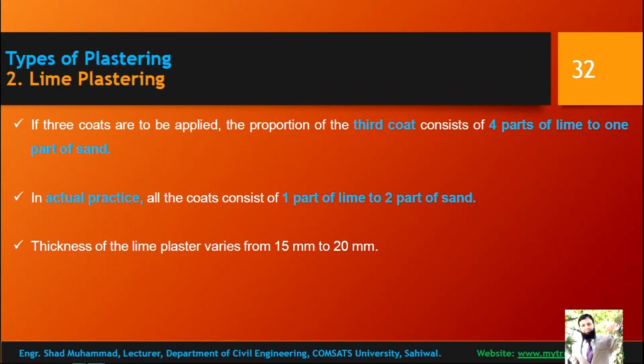In actual practice, all these coats need to be 1 part of lime to 2 parts of sand. It means just changing the mix design of the lime plastering is not feasible in practical aspects. So you need to provide 1 part of the lime, 1 part cement and 2 parts sand. Thickness of the lime plaster varies from 15 millimeters to 20 millimeters. This is important.